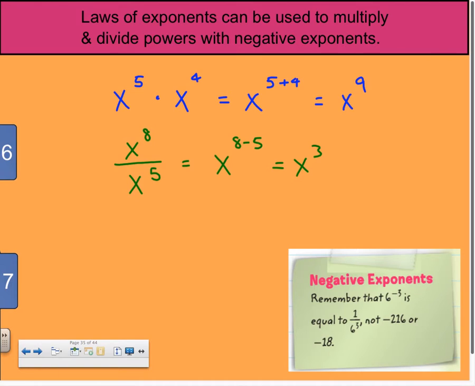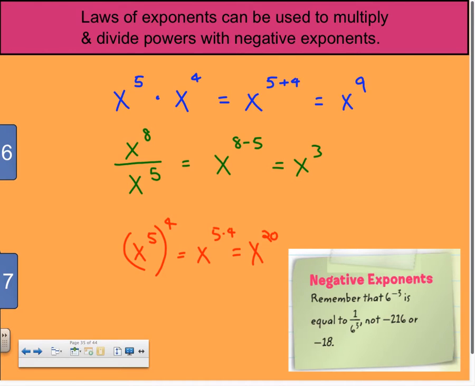Then I have power of a power. Power of a power says that if I have x to the 5th raised to the 4th power, I multiply the exponents. So that would be the same as x to the 5 times 4, which would equal x to the 20th power. Okay?